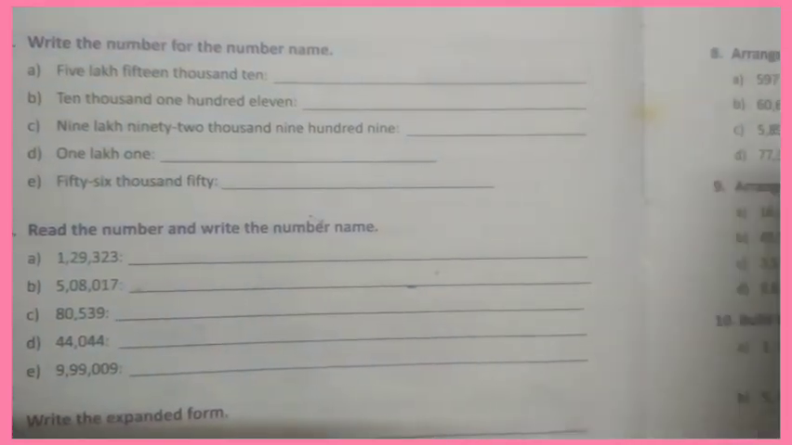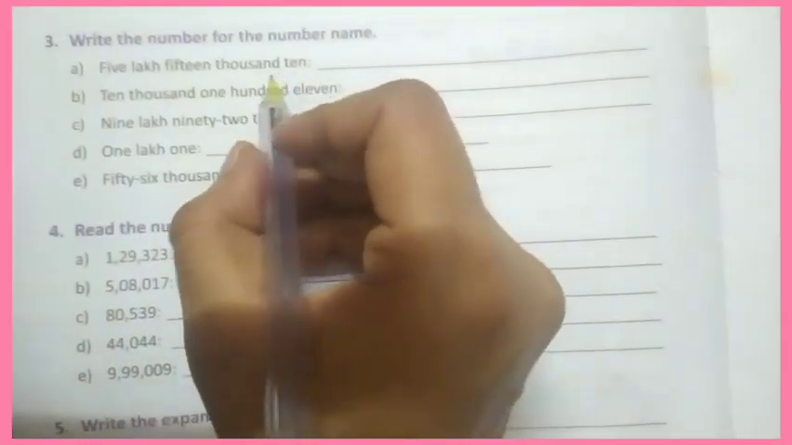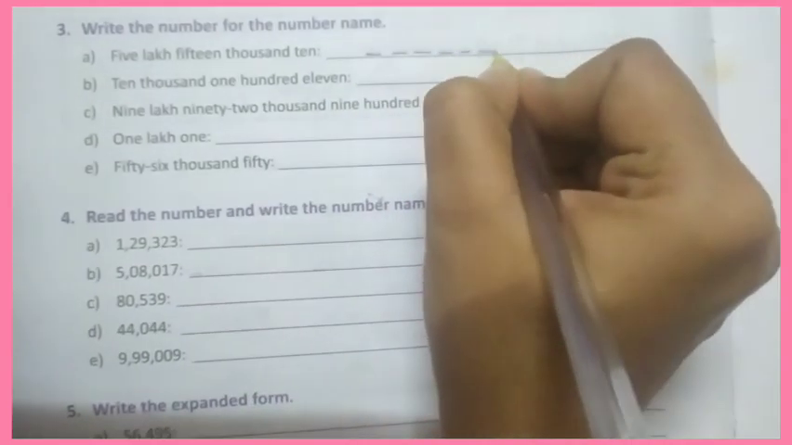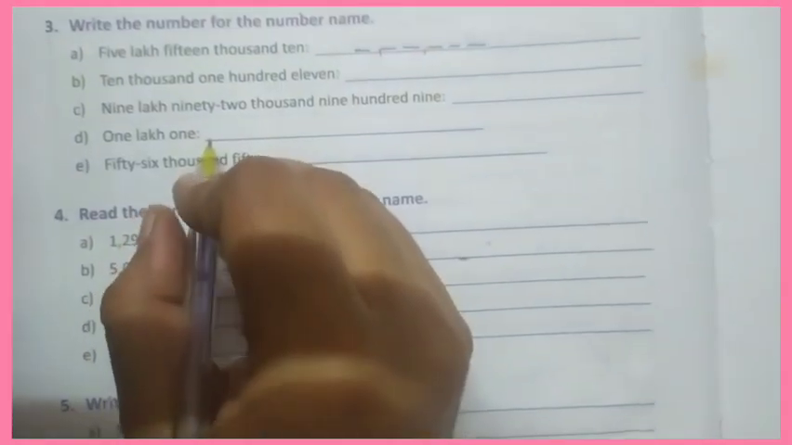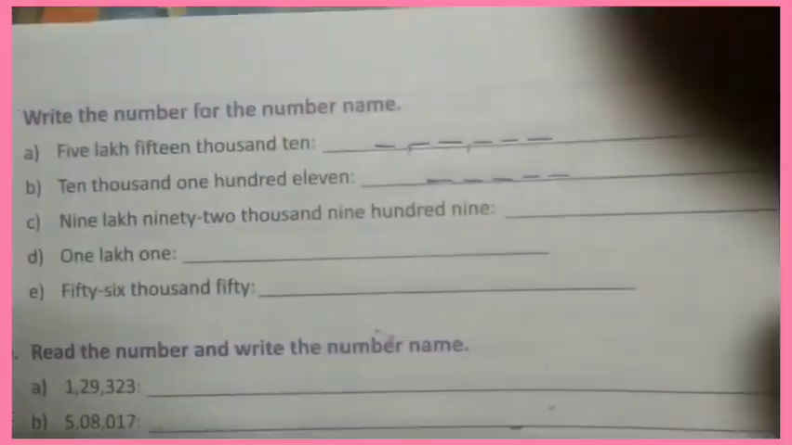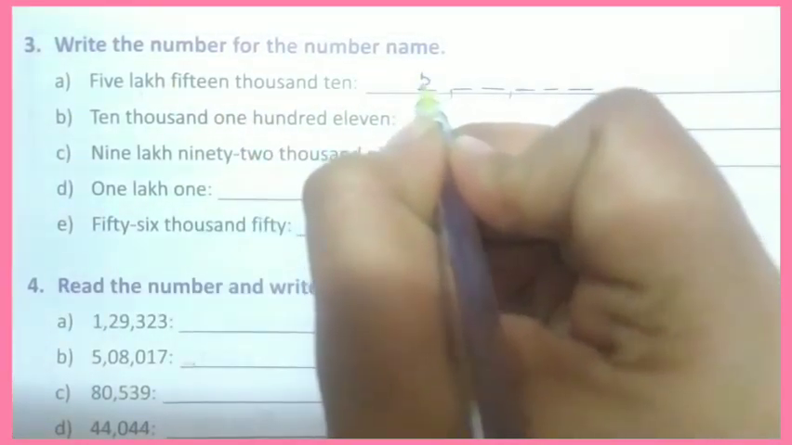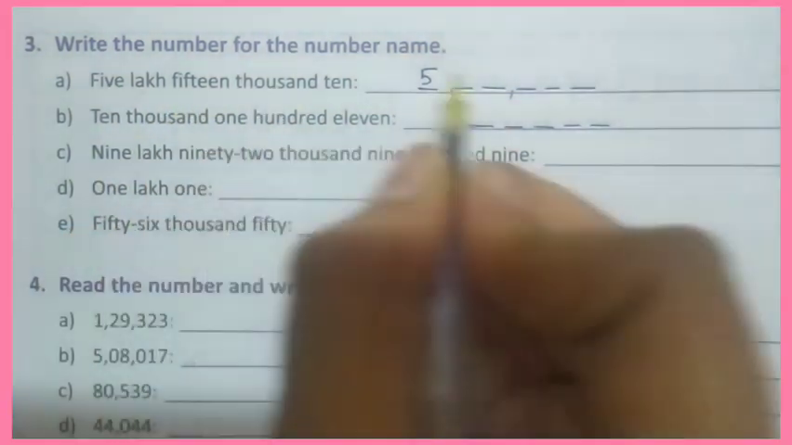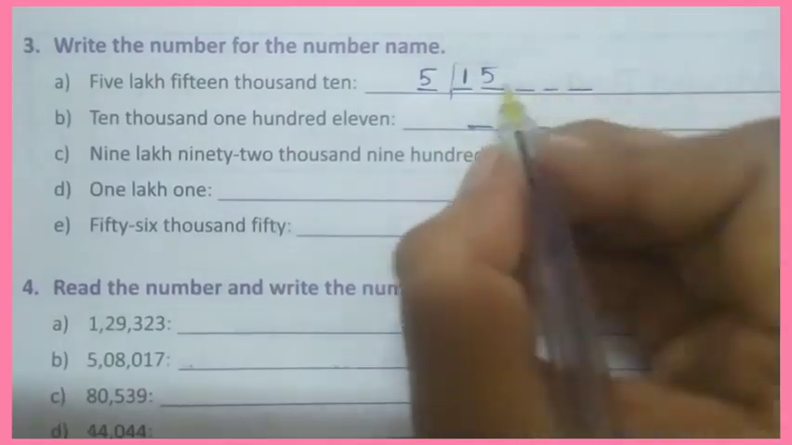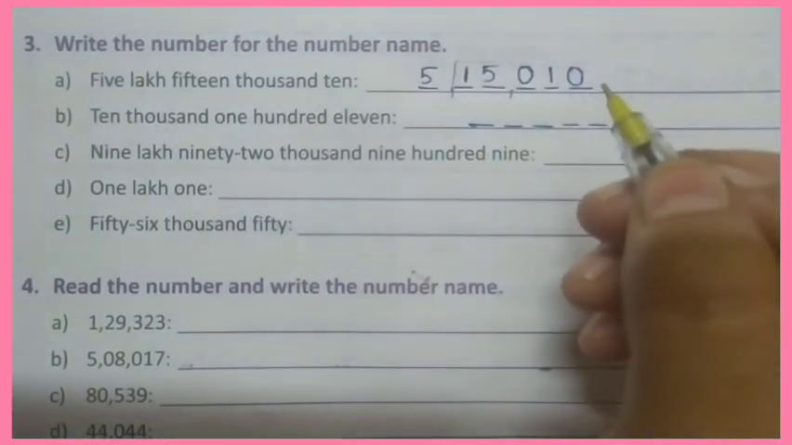Here we have to write the number. Okay, 5,15,010. If they give lakhs, it will be a 6-digit number. How many digits? 6-digit number. Okay, if they give 10,000, it will be a 5-digit number. Okay, 6-digit number. So how many lakhs are given? 5. So we'll write 5. 5,15,000. This is the thousands place. So 15,000. 10 is given, so we'll write 10 here. In the hundreds place we'll get 0.